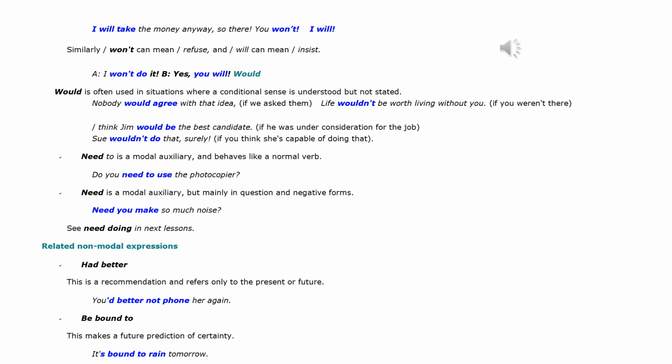If you weren't there, I think Jim would be the best candidate. If he was under consideration for the job, Sue wouldn't do that, surely. If you think she's capable of doing that.